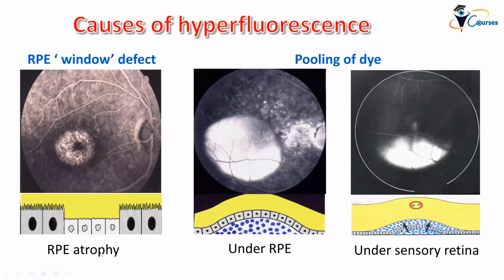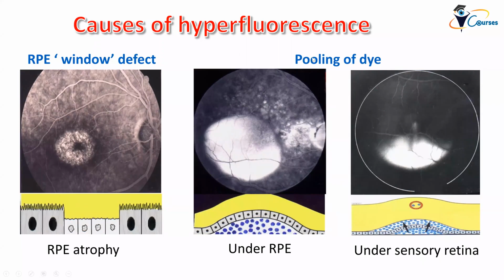But what happens if there is a localized area of RPE atrophy? If there is RPE atrophy, there will be more effect of the choroidal hyperfluorescence. It will be more pronounced. It will be brighter. So if it happens in the early stage of the fluorescein angiography, in the choroidal phase, it is called RPE window defect, or hyperfluorescence due to window defect. Okay. This is one cause of hyperfluorescence.